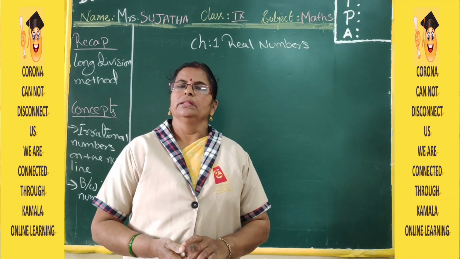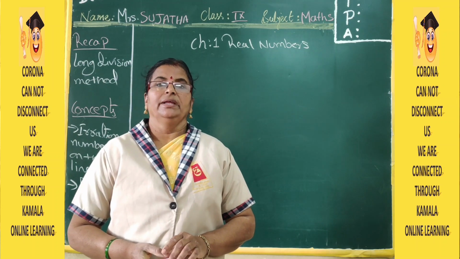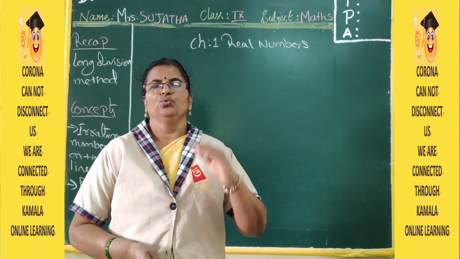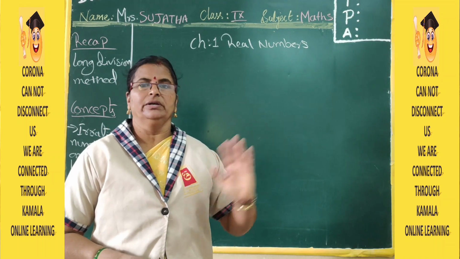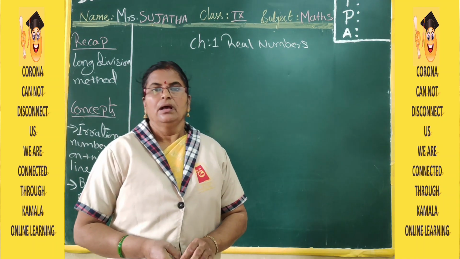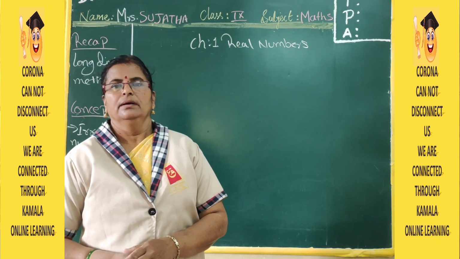Okay, now in the previous session, what did we learn? For an irrational number, how to find the decimal places. To find the decimal places of an irrational number, we used the long division method. Now today, how can we represent an irrational number on the number line?